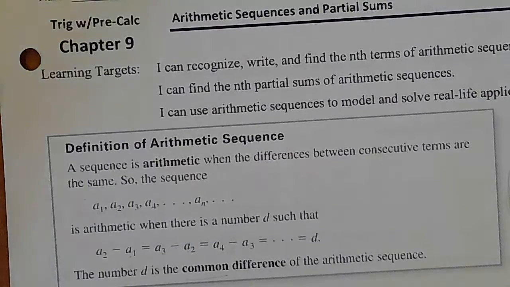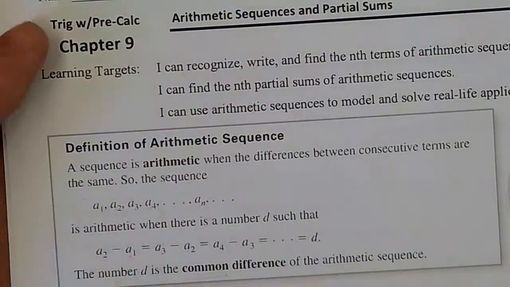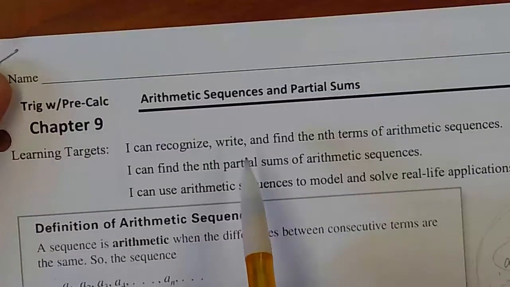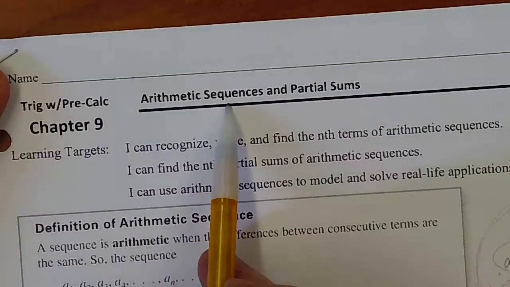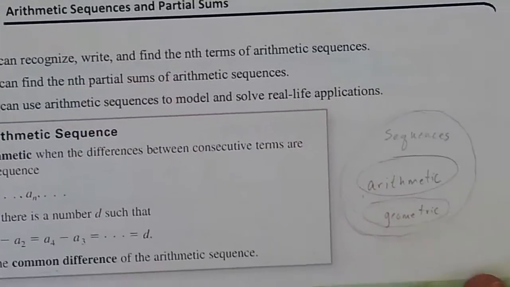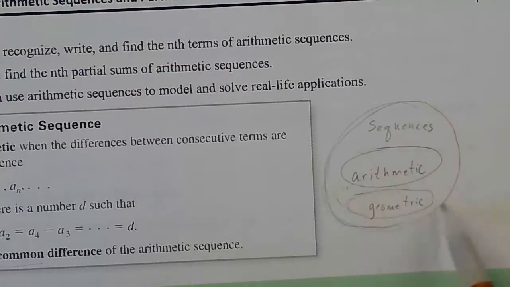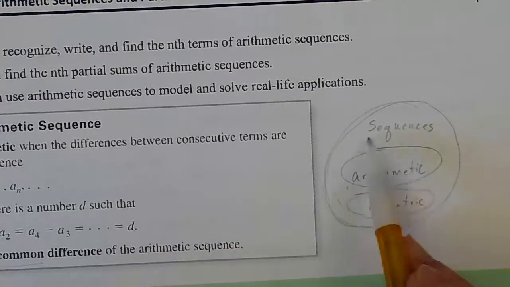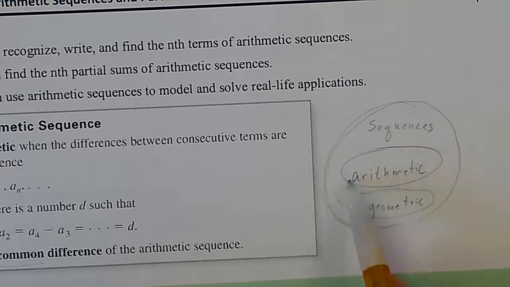Okay, today we start section 9.2. 9.2 is all about a specific type of sequences called arithmetic sequences. We've got sequences of all kinds. This Venn diagram might help you understand the big picture, so include it in your notes if you want to. But we've got something called arithmetic sequences.